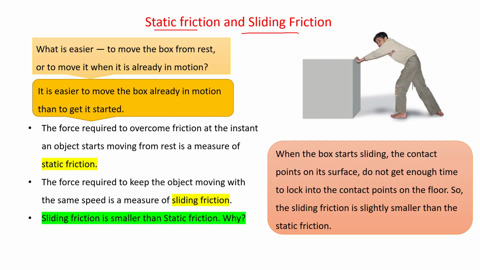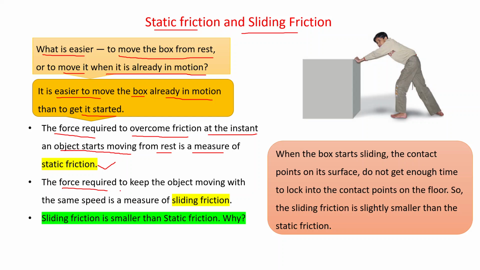Static friction and sliding friction. What is easier? To move the box from rest or to move it when it is already in motion? You will observe that it is easier to move the box already in motion than to get it started. The force required to overcome friction at the instant an object starts moving from rest is a measure of static friction, and the force required to keep the object moving with the same speed is a measure of sliding friction.